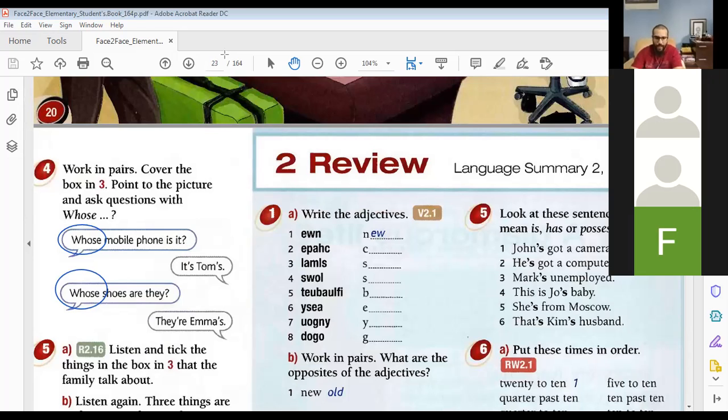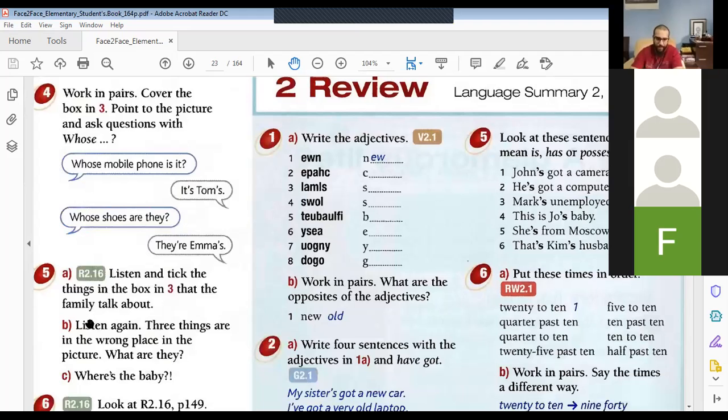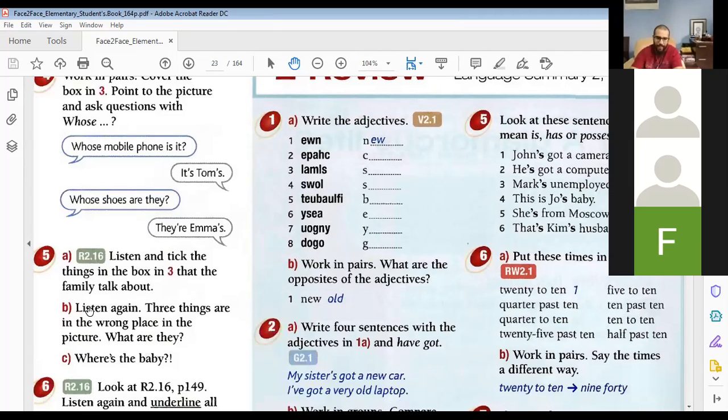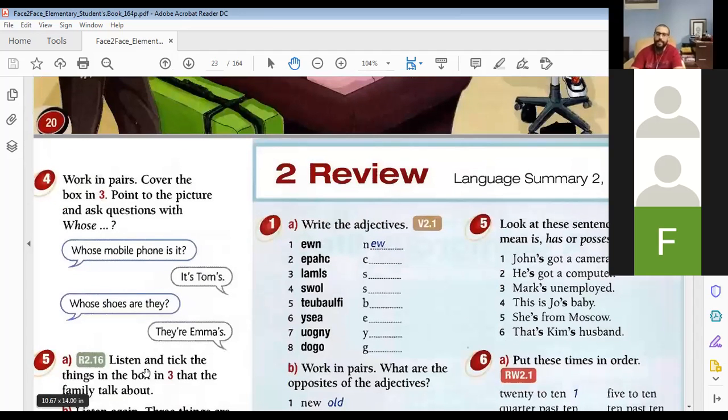All right, so now let's continue. Listen and tick the things in the box, in box 3, that the family talk about. Listen again. Okay, first let's listen the first time before. So we're going to listen and we want to tick the things in the box.